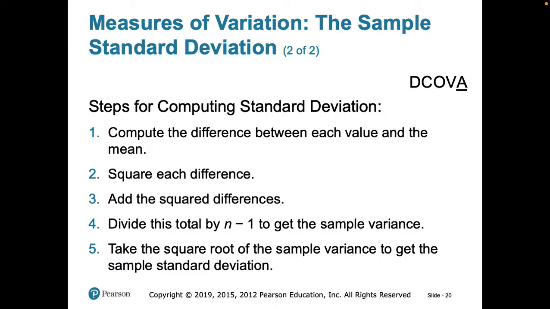Here are the steps for computing a standard deviation. Basically, you compute the difference between each value and the mean. And then you square each difference. Then you add the squared differences that you just got. And then you divide by n minus 1 to get the sample variance. And all you have to do is take the square root of the sample variance, and that will give you your standard deviation. So, five easy steps to get the standard deviation.